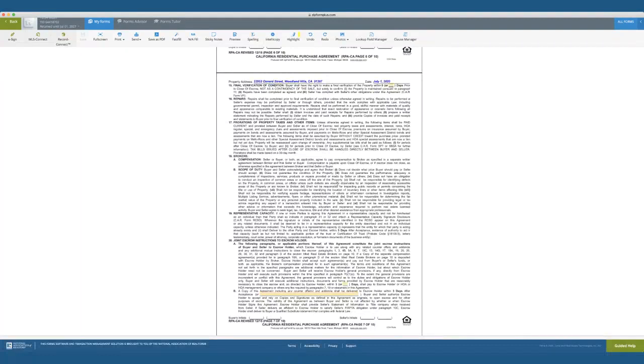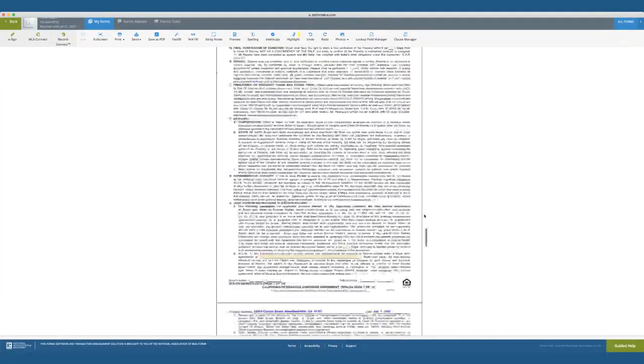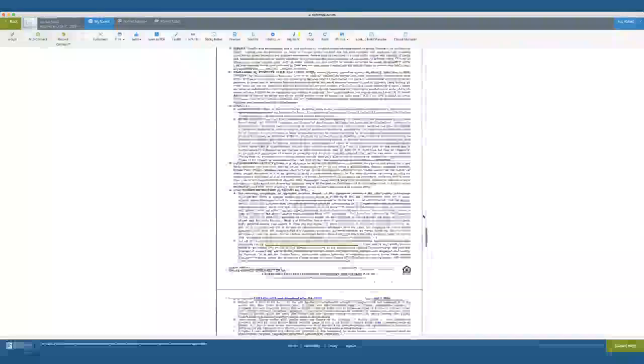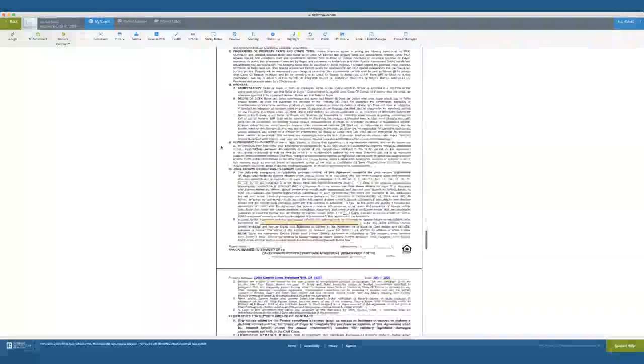The listing agent has his deal with the seller as far as compensation, and through the MLS, that cooperating broker compensation is offered through the MLS. Whether that's 2.5 or 3 or maybe even 2, that's handled separately.